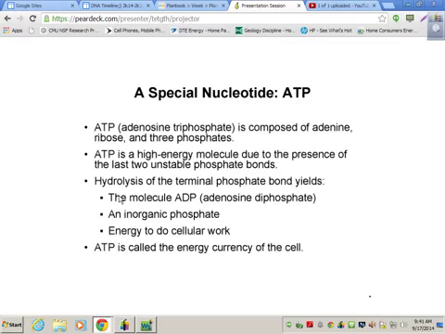So this is composed of adenine, ribose, and 3 phosphates. It is literally named after its components. Adenine, adeno, ribose, the sugar, adenose, right? Tri, 3 phosphate. So adenosine triphosphate is how it's named. So ATP is a high energy molecule due to the presence of the last 2 unstable phosphate bonds.